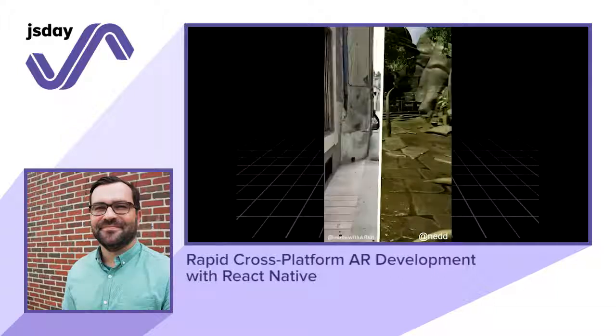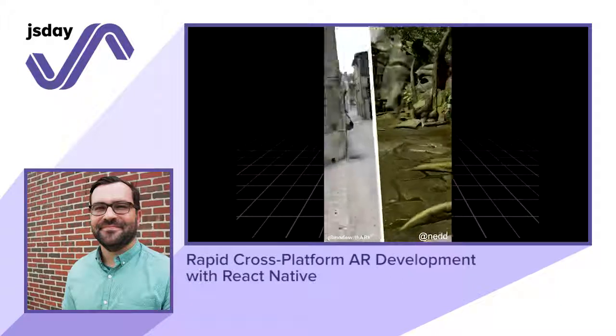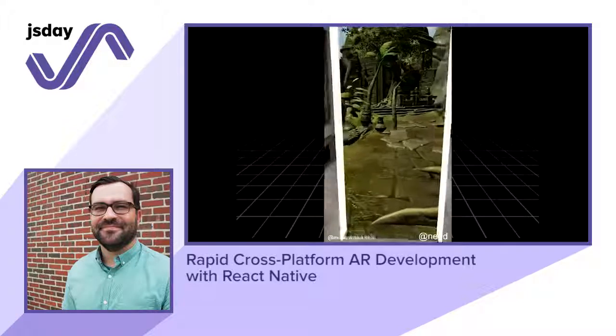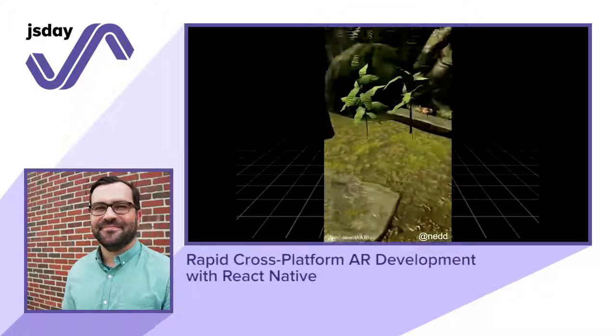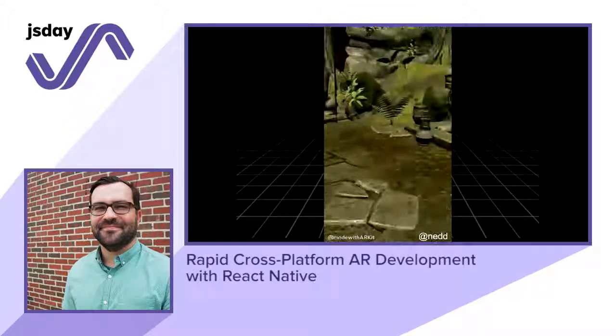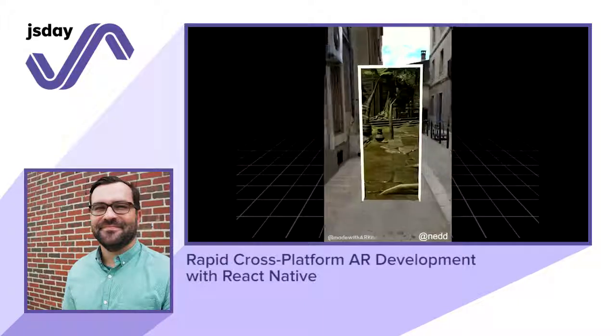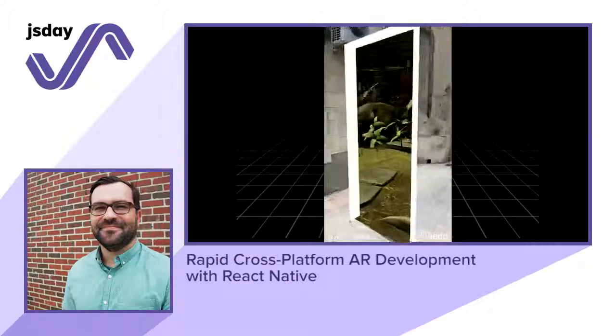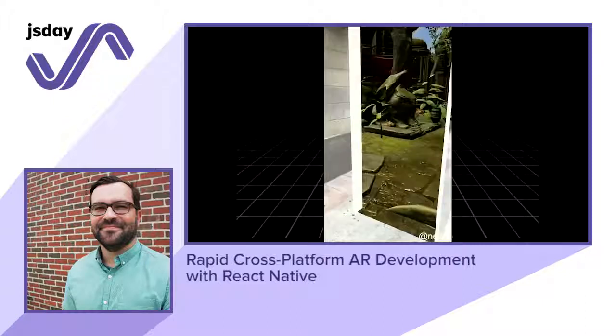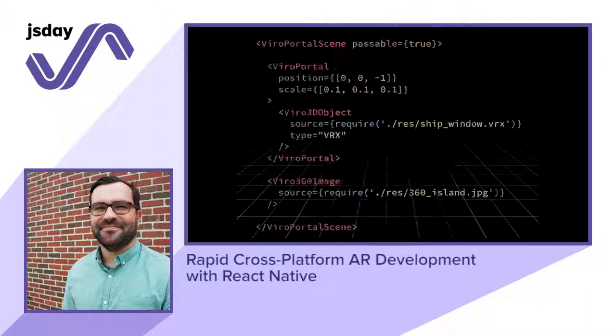As you might imagine, building this kind of feature natively would be pretty intensive, with a lot of moving pieces to it. But the API that Viro built for this particular aspect is extremely simple. At the root level, we have a portal scene. This sets up the scene that's going to be rendered inside the portal. So anything that we want to render inside of that is going to be inside that portal.